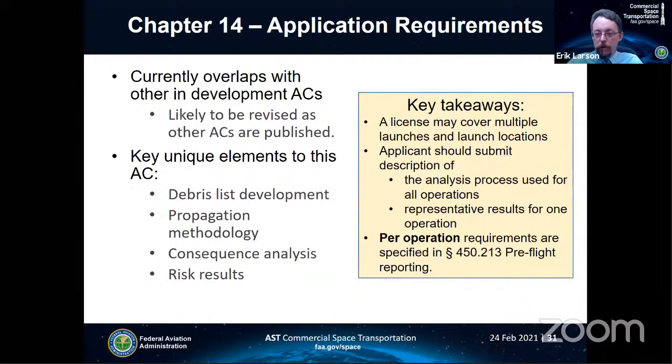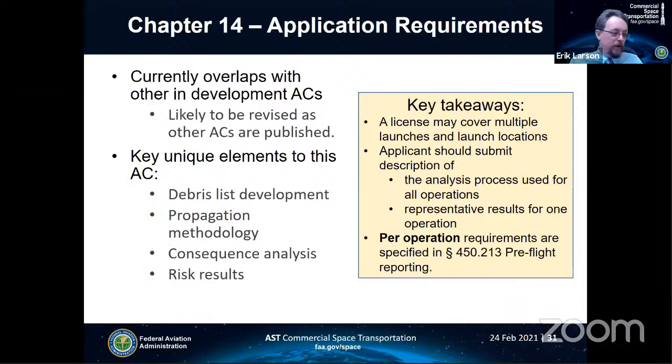So those are the things that are specific to this advisory circular that are going to be covered here. So the application requirements, again, a key thing here is that as part of the application, it's a process that we're really saying, here's the process that we're going to use, along with sufficient examples to demonstrate that process. The FAA is evaluating then your process for ensuring that the risk criteria are met, and that includes the hazard areas. So the application requirements are to describe the process that is going to be used for all operations that are covered by this license, and the representative results for one operation.